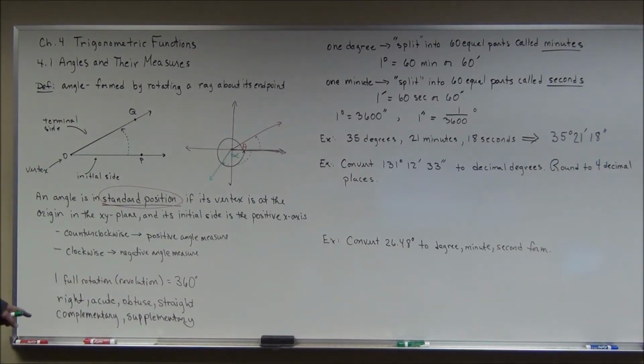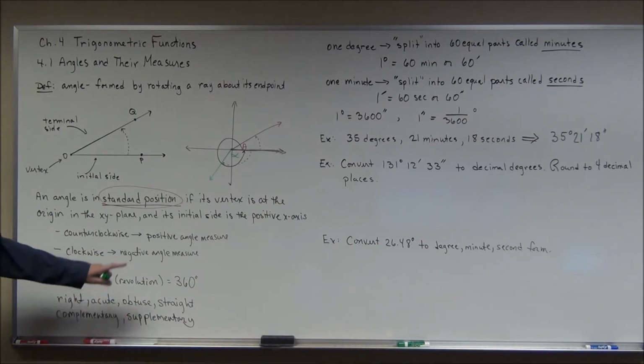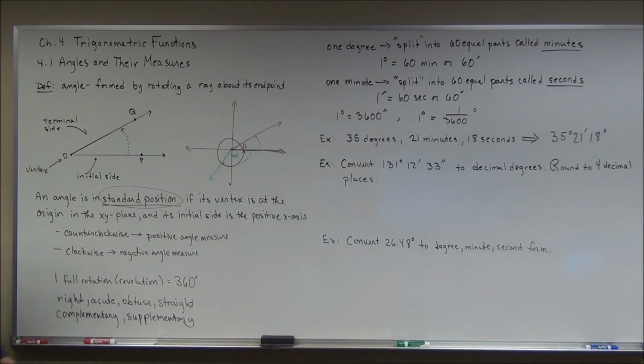And of course, special pairs of angles, complementary angles, are two angles whose measures add up to 90 degrees, and supplementary angles are two angles whose measures add up to 180 degrees. Now this is all from your geometry days, your pre-calculus days, so hopefully these are terms that you're familiar with.